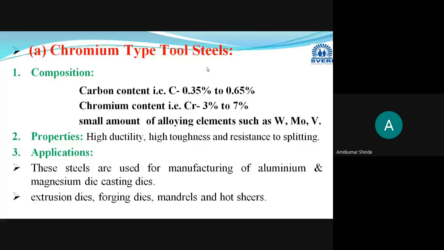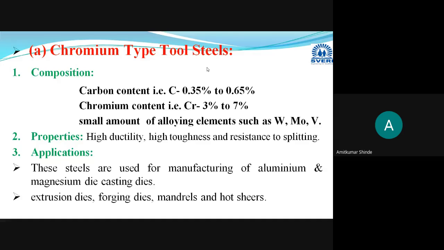And in addition to the chromium, small amounts of alloying elements like tungsten, molybdenum, and vanadium may be there, depending on their types, and depending on our need, we are changing their compositions also. This is the composition for the chromium type tool steel.